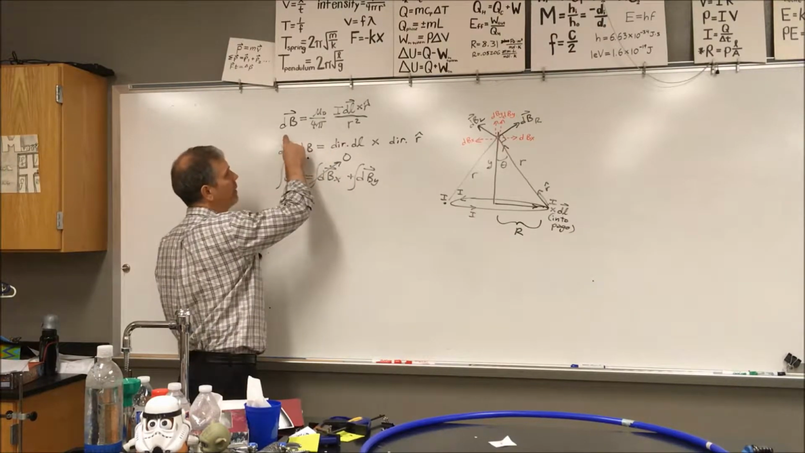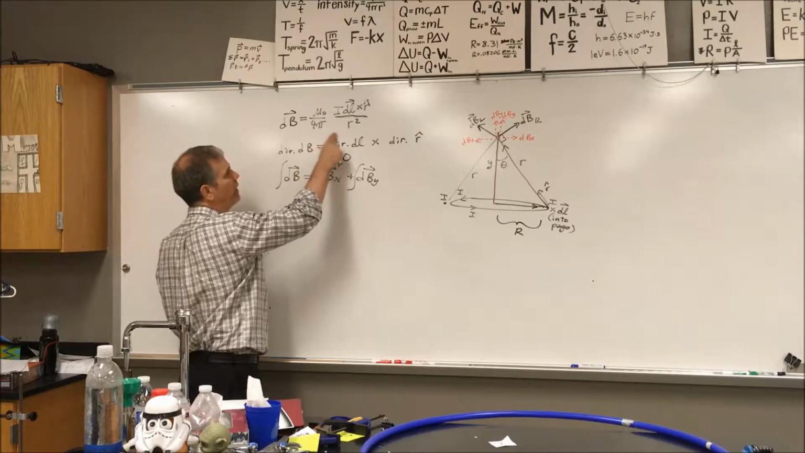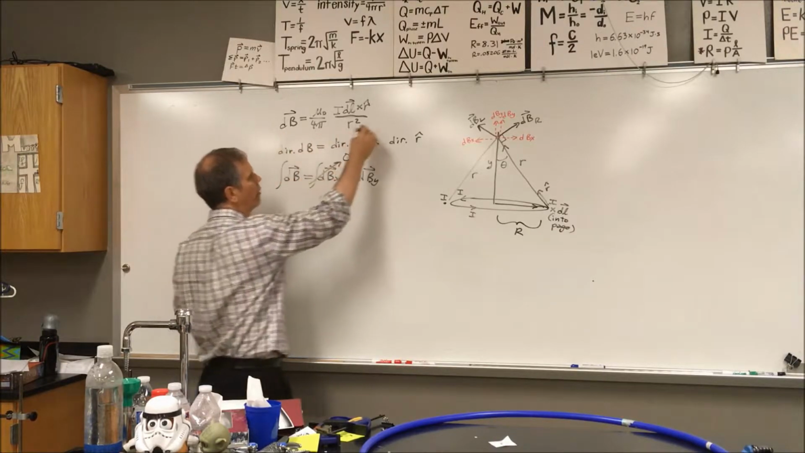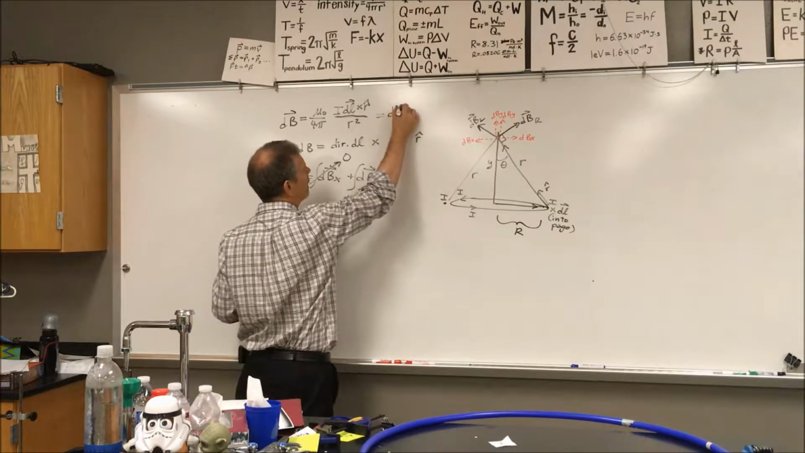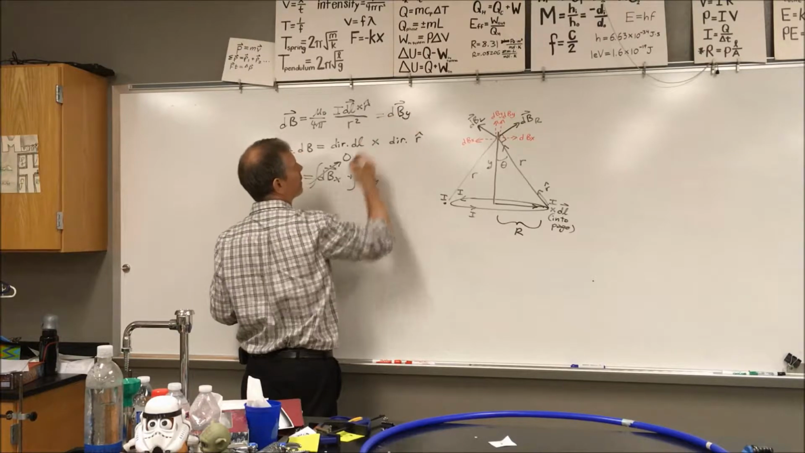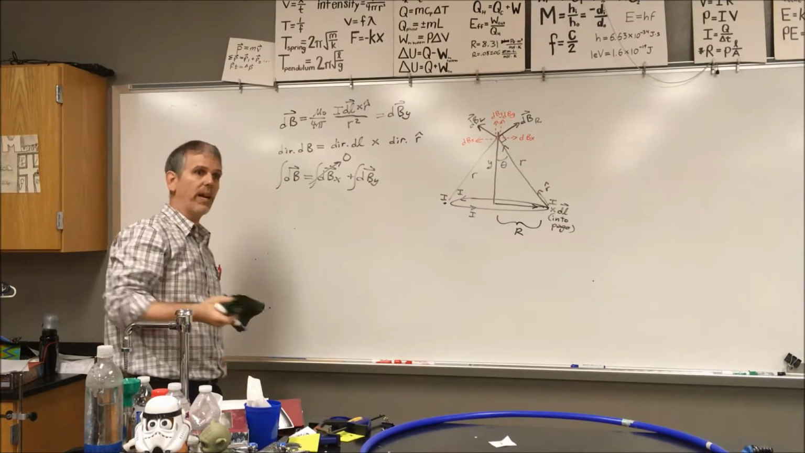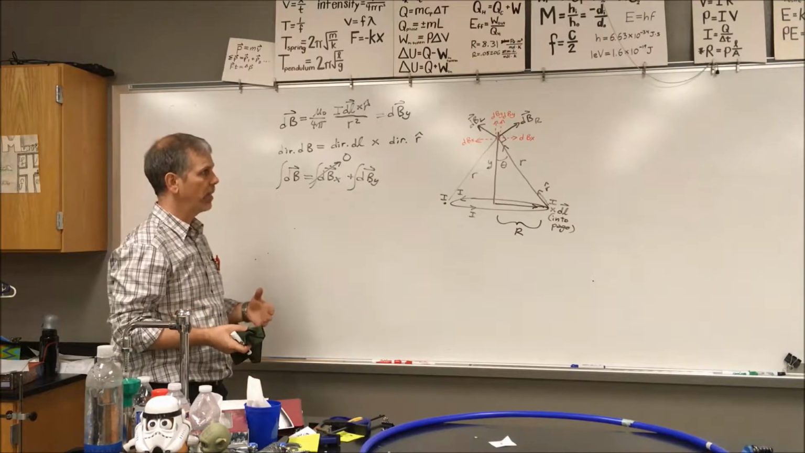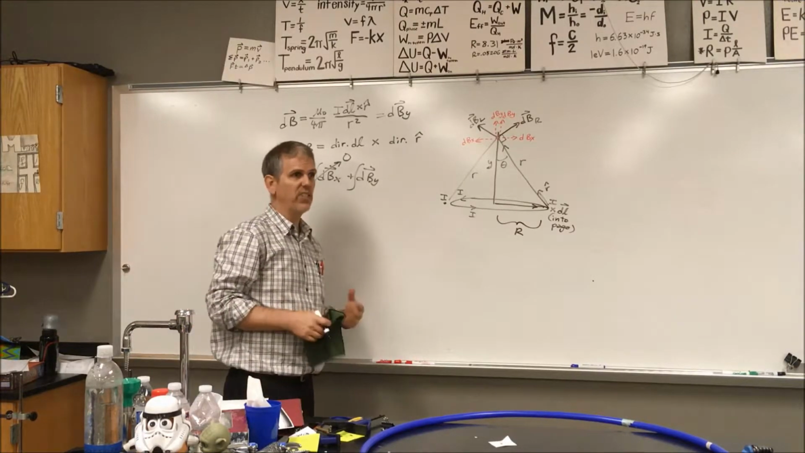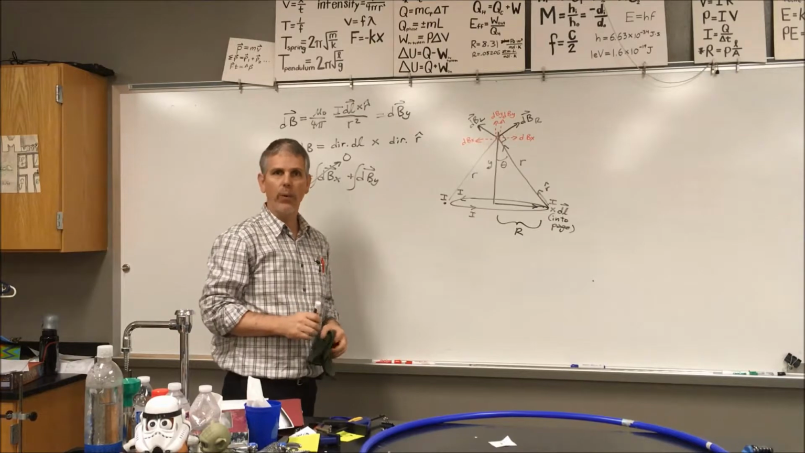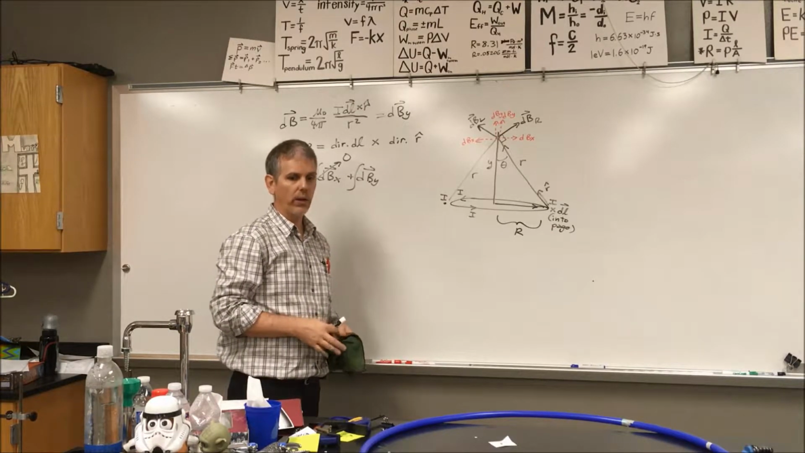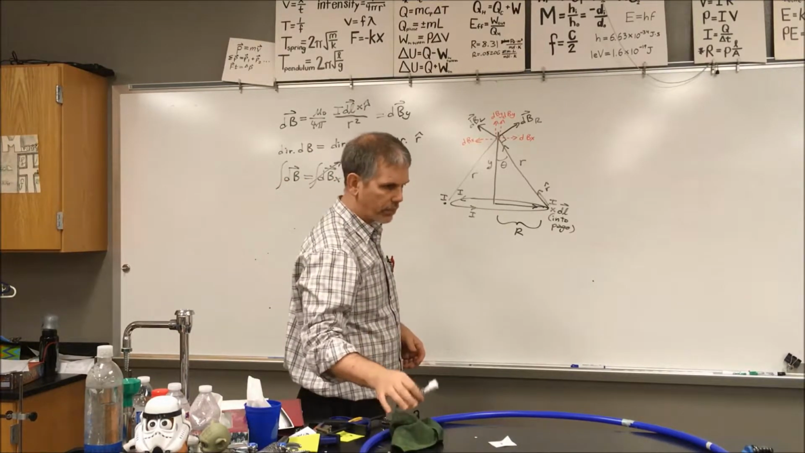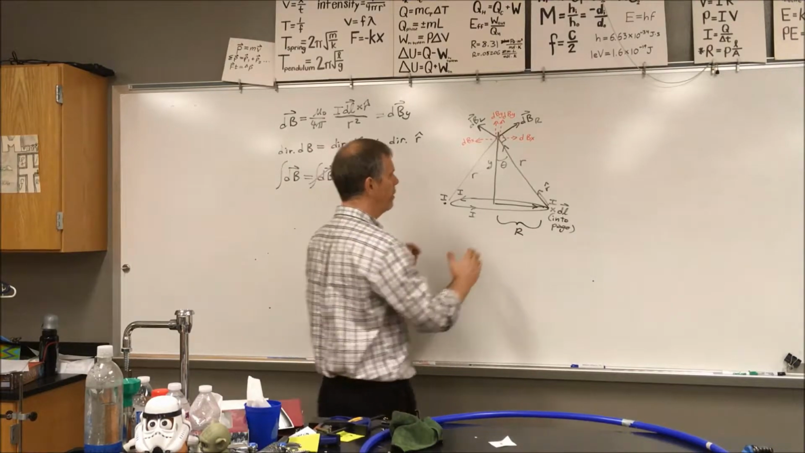So what we have just figured out is that this equals dB in the y direction, which means we're going to have a sine or a cosine, aren't we? So we got to figure out, is it sine or is it cosine? And unfortunately, this is the most difficult part of the whole thing. We have to figure out where the angle is.